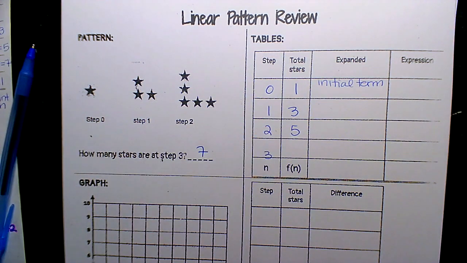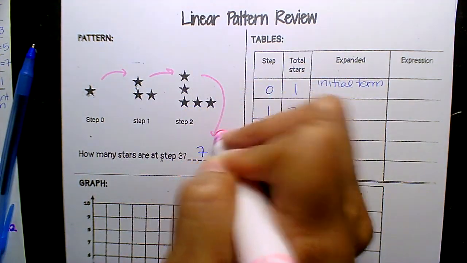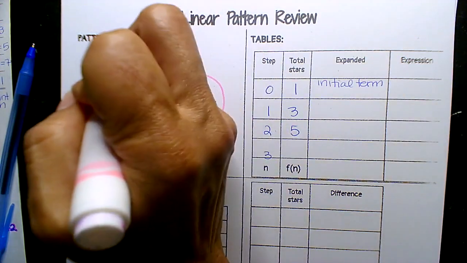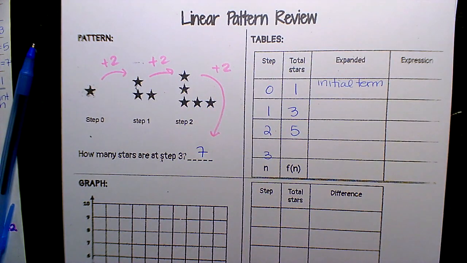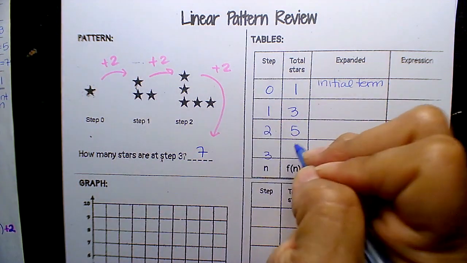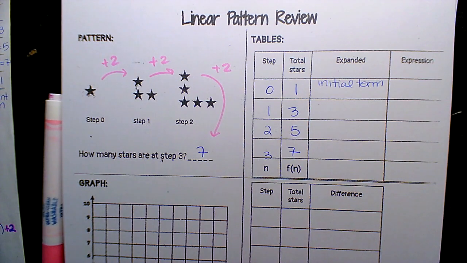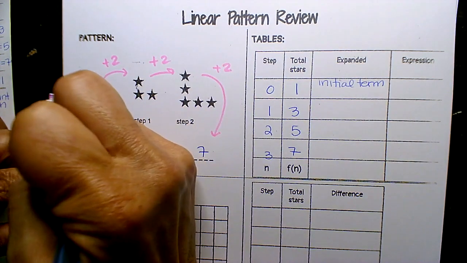Right, and that's because as you're moving from step 2 to step 3, you're adding how many stars each time? 2. Right. So then in step 3, it would be 7 stars. Your initial term, if they're giving you a drawing, is the very first drawing. It's that initial diagram, okay? So this would be your initial term.